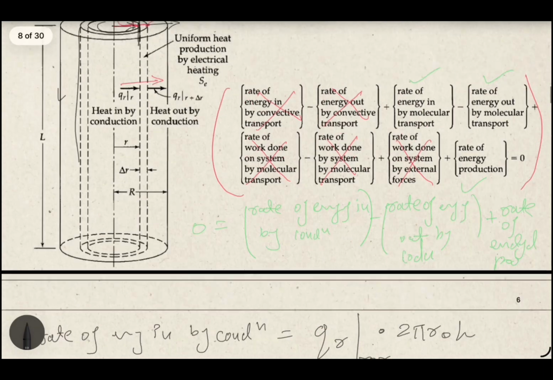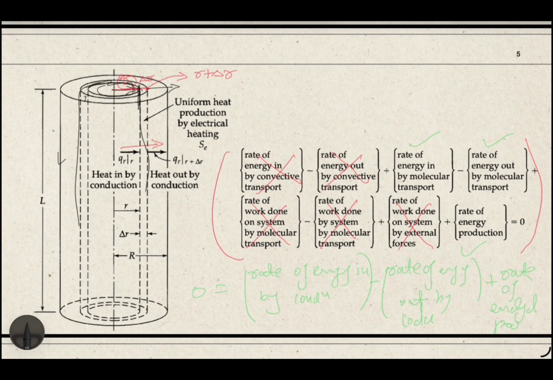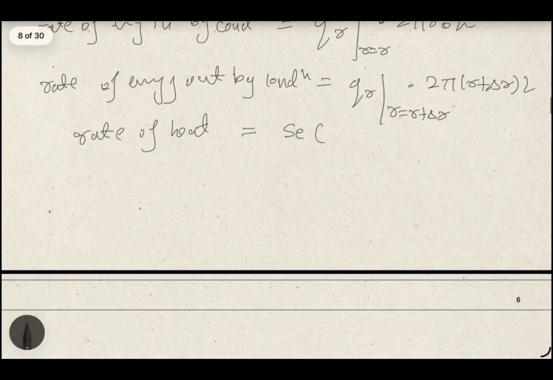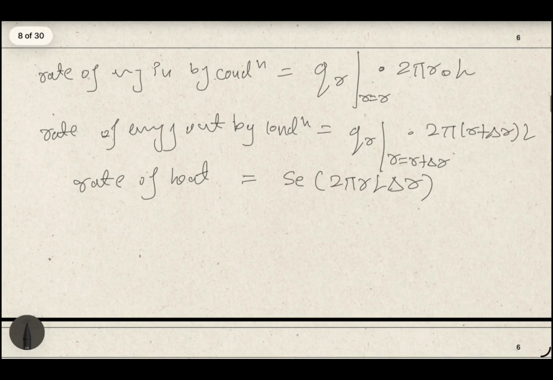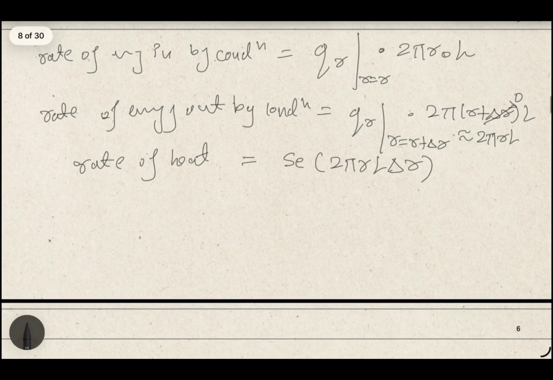So what will be the volume of the shell that we have taken, which I am shading here? It would be 2πr into L into the thickness, that is delta r. As this is an addition, we can assume this to be almost equal to 2πrL, because delta r is too small. So now let us form the equation.